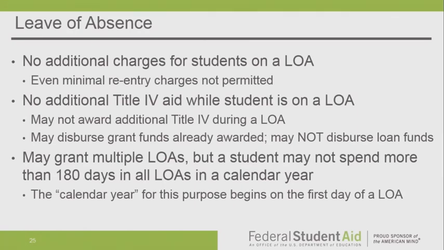You can't even have any reentry charges if you are considering them to be on a leave of absence. Obviously, that doesn't apply if they withdraw and they come back. You can't have any additional Title IV aid while a student is on an LOA, so you can't award any additional Title IV aid while the student's on an LOA. You can disperse grant funds if you've already awarded them by the time the student goes on the leave of absence, but you may not disperse loan funds in these cases, so that's another important thing to consider.